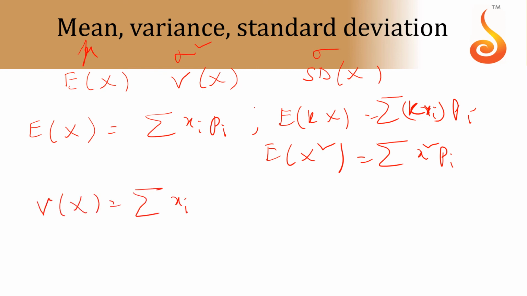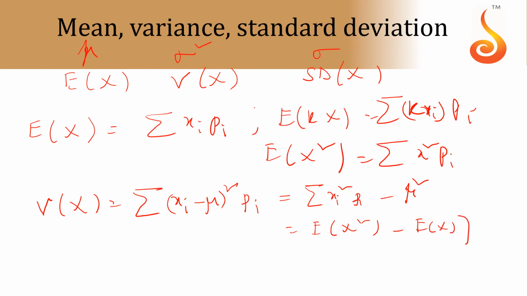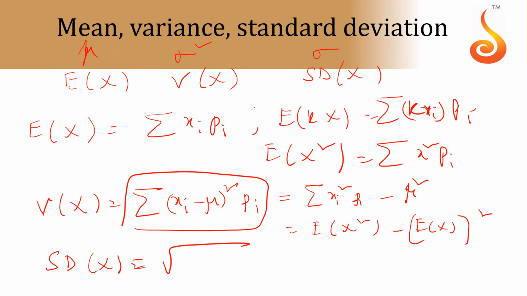Variance means from each random variable value, remove the mean, square it, and multiply by the corresponding probabilities, summed for i equal to 1 to n. If we expand this, it will be xi square into pi minus mu square. So it is nothing but E of x square minus E of x whole square. Means in this formula, the mean is only subtracted at last, as mean square. So this is called a shortcut formula to calculate variance, and the earlier one is the original formula for variance. And standard deviation is simply the positive square root of variance.